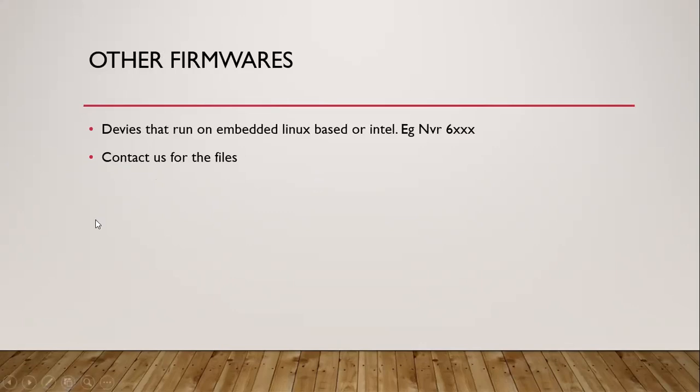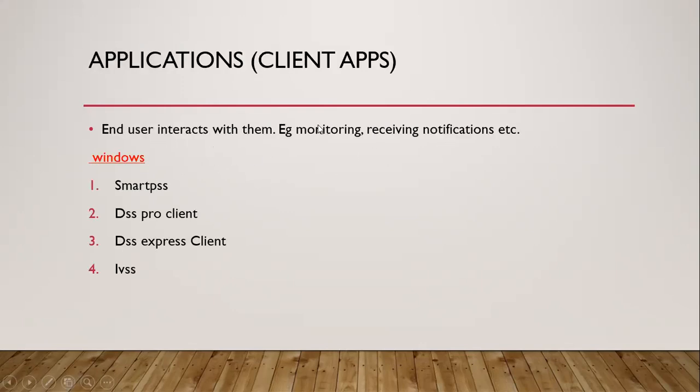Other types of firmware are like the embedded Linux firmware. This applies to devices like NVR version 6. For such cases, you would not get the firmware files on the site. So in case you encounter a problem with an NVR that supports the embedded Linux system, you would have to contact us for those specified files.